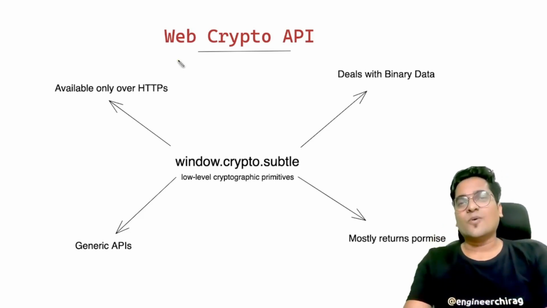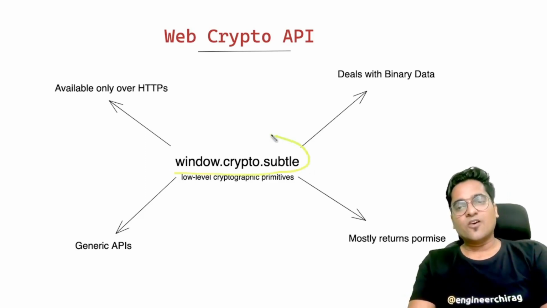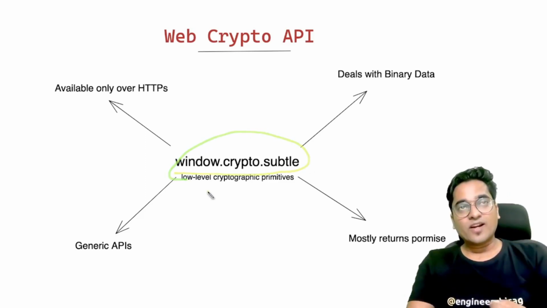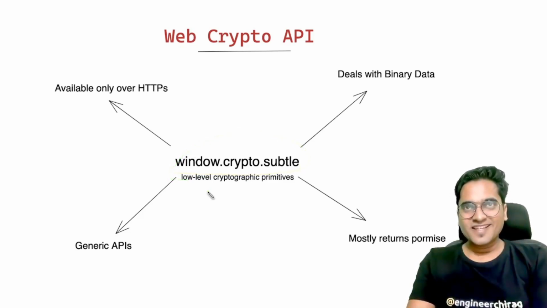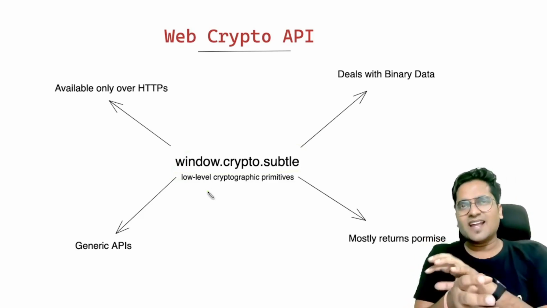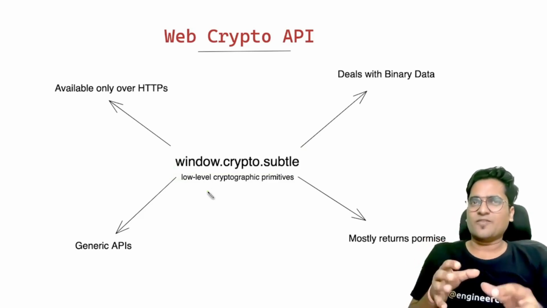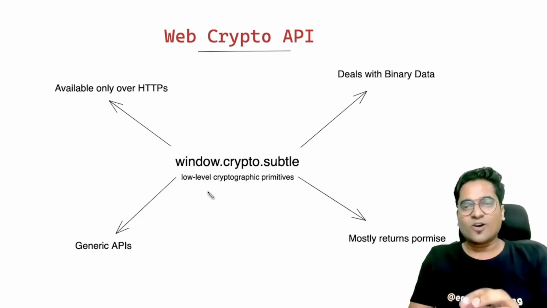Okay, let's talk about the power that we get from this web API. This web API is called crypto. It provides something called SubtleCrypto, meaning it provides low-level cryptographic primitives. It helps you generate keys, encode and decode, sign something, and verify whether that is valid data or not. It helps you with a lot more power. Let's quickly see what it provides.